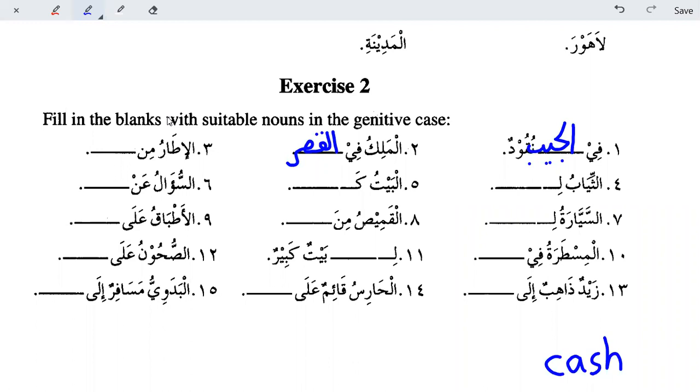What is the meaning of this? The frame is made from wood. No. What is the meaning of al-itar? Correct, al-itar means frame. Al-itaru minal khashab, from the wood. Okay, the frame is made from the wood. Next.